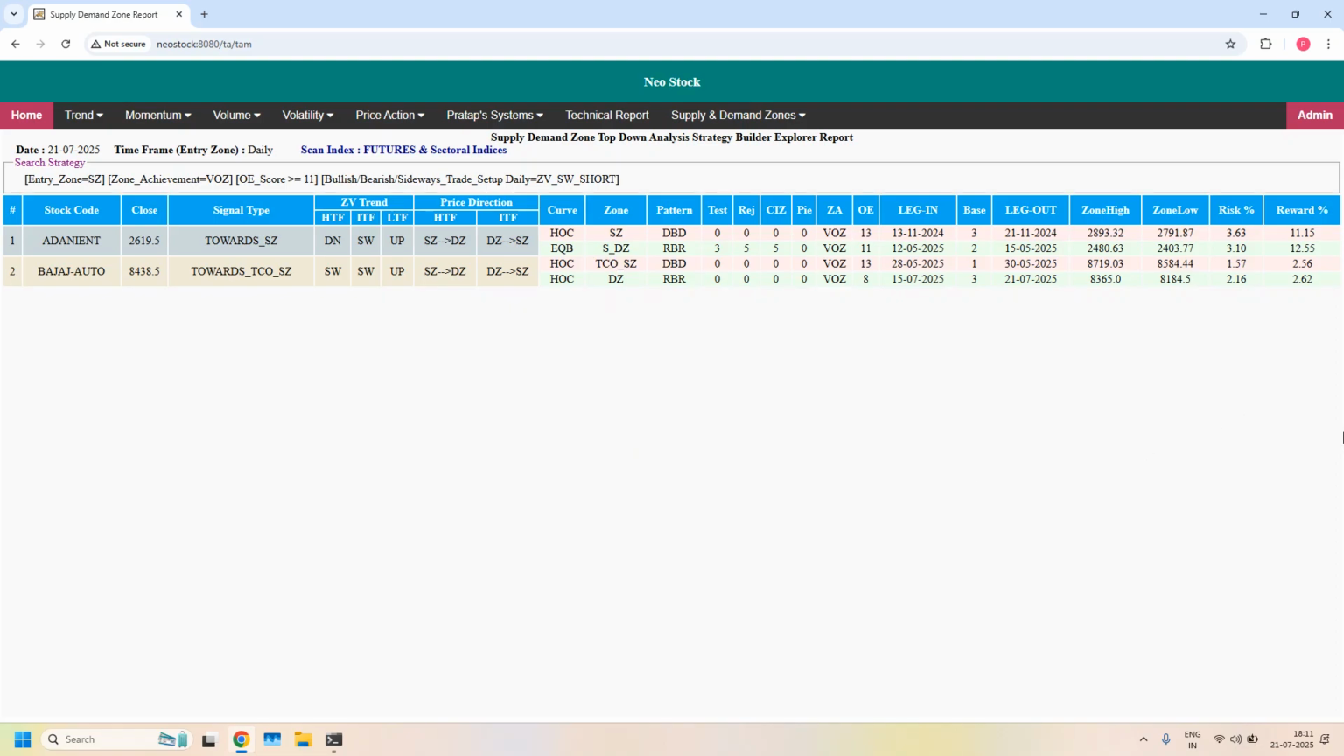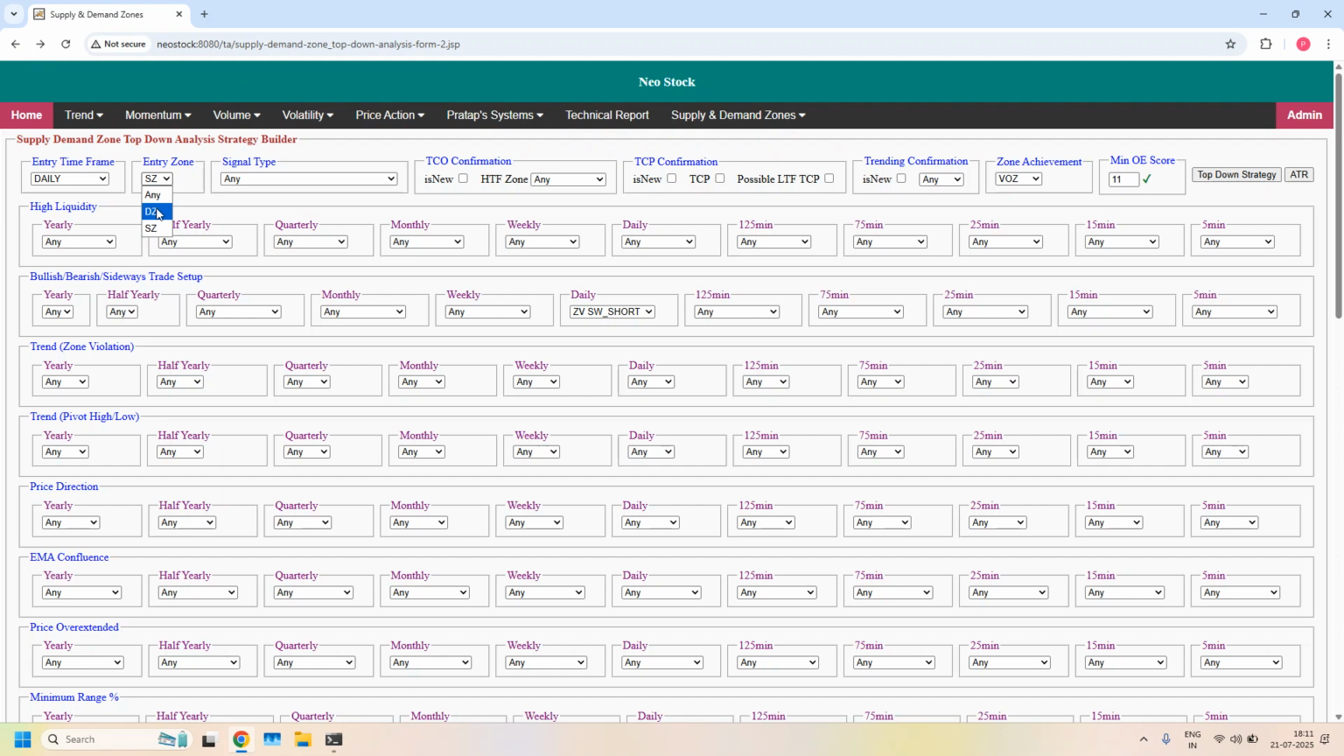And next report is the bullish trade setup for monthly income trade. So I'm going back. The changes are daily demand zone. And here at daily time frame, I'm selecting bullish. And third change is the minimum odd enhanced score should be 12, because for bullish or bearish trade setups, minimum odd enhanced score should be 12. Let's filter. This time both these filters are applied to daily demand zone.